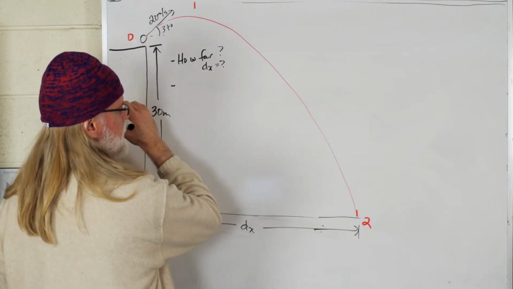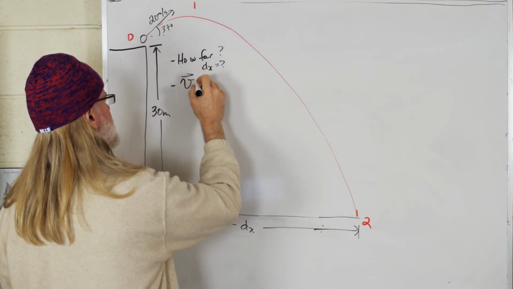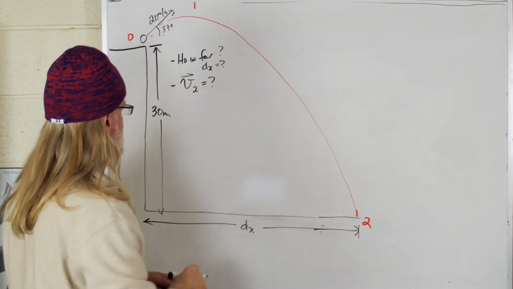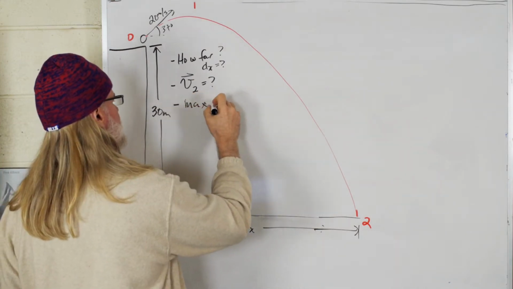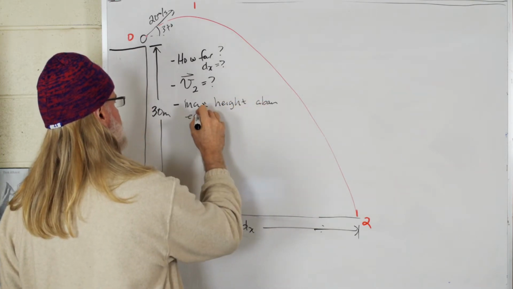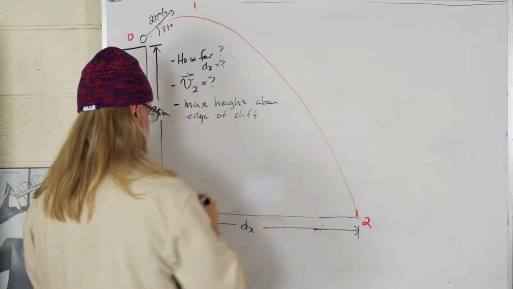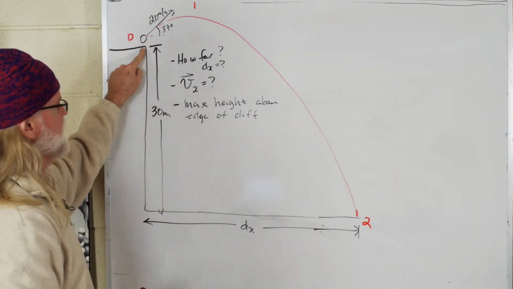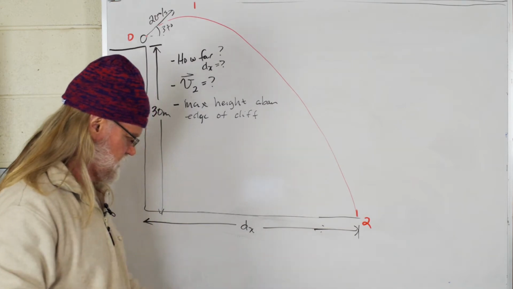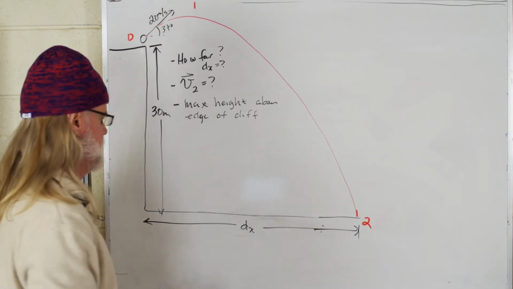How about the velocity at 2? What's the velocity at 2 when it hits the ground? And the max height above the edge of the cliff. Just so we know, this is the edge of the cliff, and this is the base of the cliff. I've had students be confused by that. That's the edge. It's the base of the cliff.